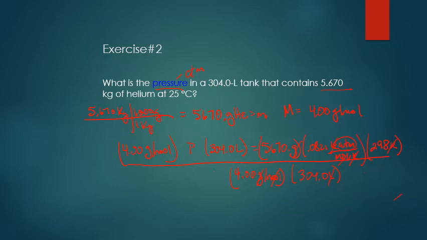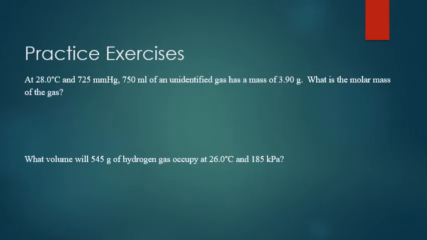So when I plug that in, I get 114.1. However, with the 298 having only 3 significant figures, we would have 114, not liters, but ATMs for our final answer. So I wanted to show you guys just a couple more example problems where you will see different units of pressure involved.